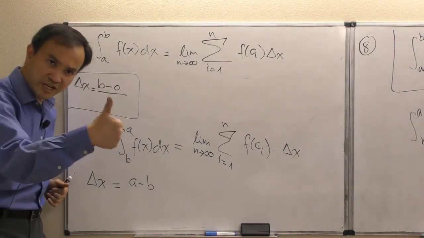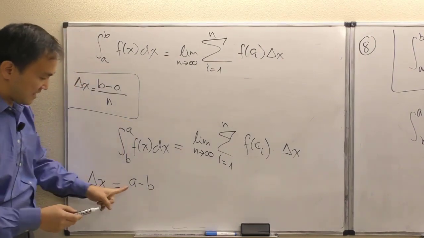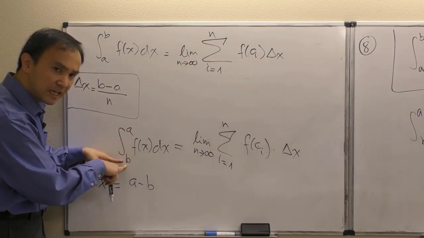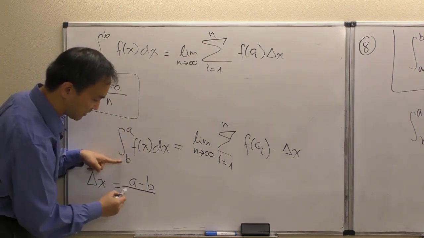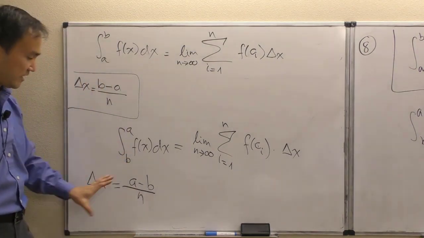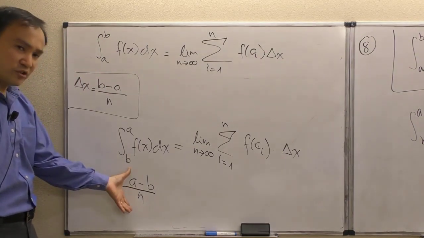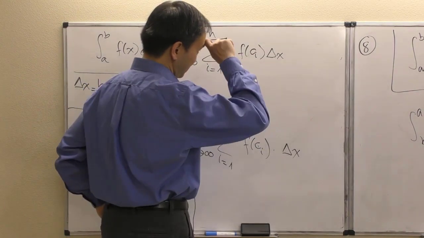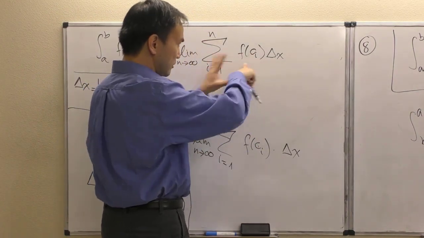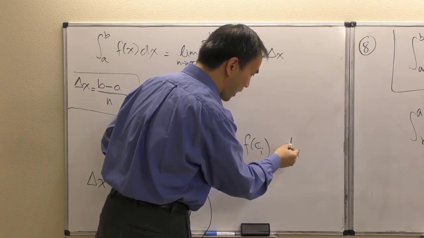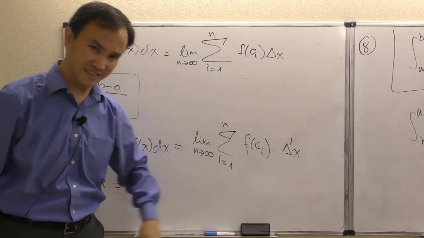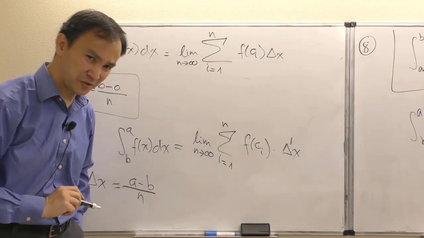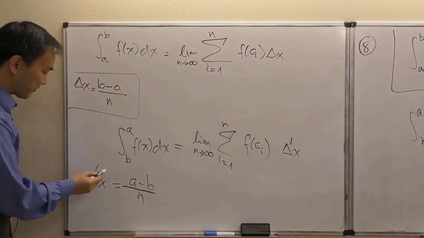One rule of thumb we keep is that we always go with the ending of the accumulation minus the beginning of the accumulation, divided by the number of subintervals. So allow me to modify things a little bit. This is the delta x in the usual way, and this is the delta x prime, or delta prime of x. It's just the delta x in the opposite direction. So really the delta prime of x is that.